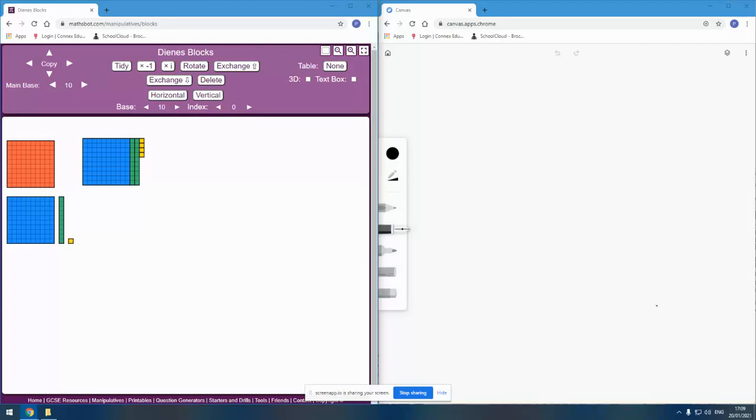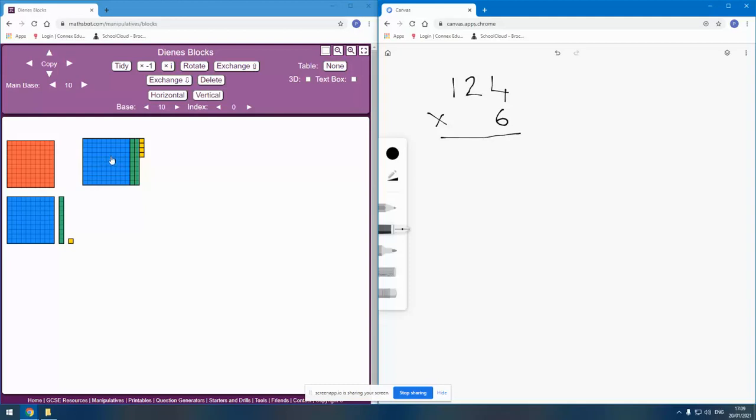To do that, I'm going to use Dienes blocks to help me work with that, although you can use place value tiles as well. So let's have a look at a multiplication. Let's say I want to look at the multiplication 124 times 6. And we can see that I've set up the number 124 over here using my Dienes.